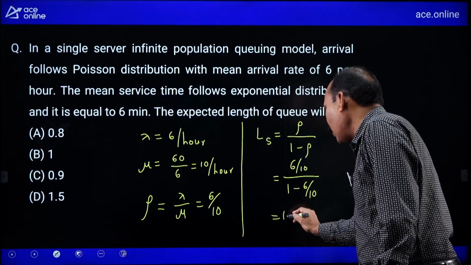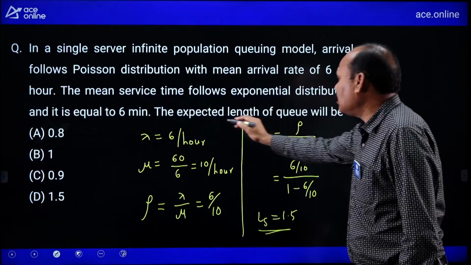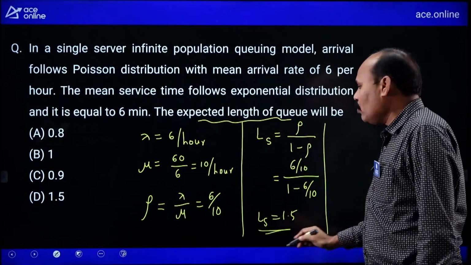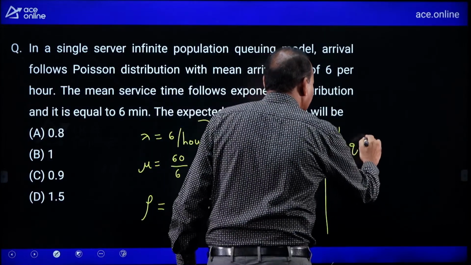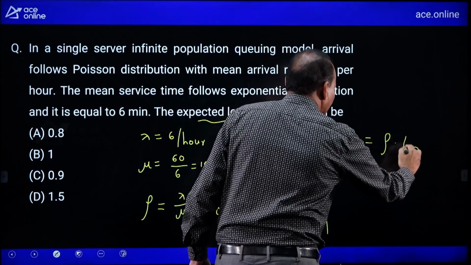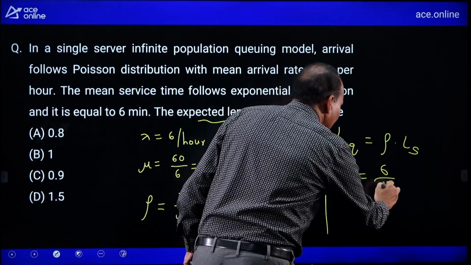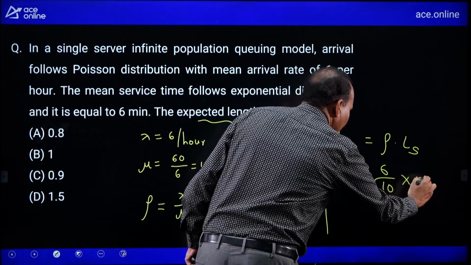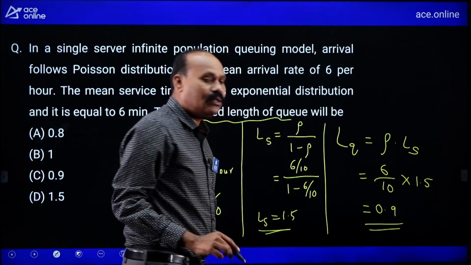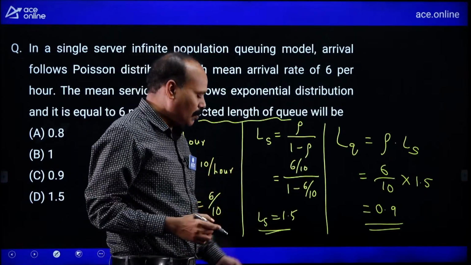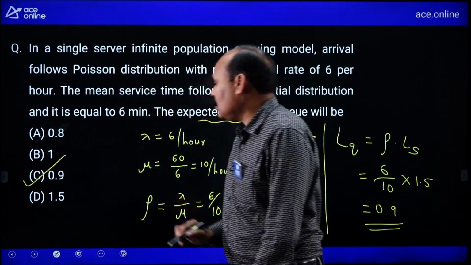So LS is equal to 1.5, but our interest is the expected length of the queue. So how do we get LQ? LQ is equal to rho into LS. So what is the rho value? 6 by 10 or 0.6, into 1.5. So it is equal to 0.9. So what is the right answer here? Option C. C is the right answer.